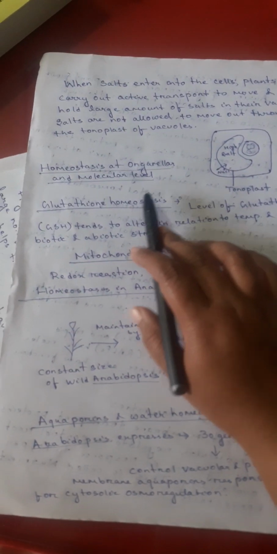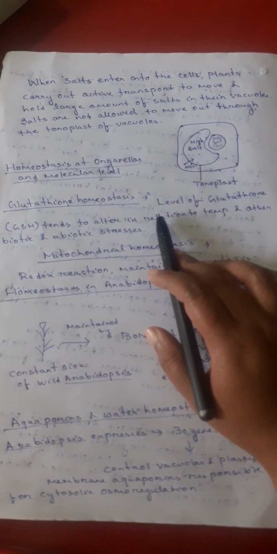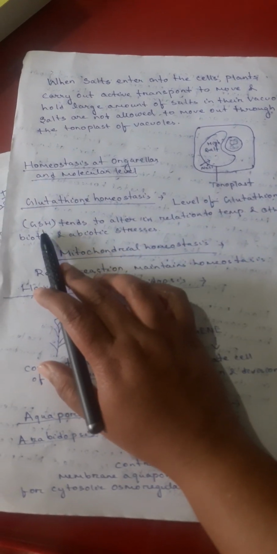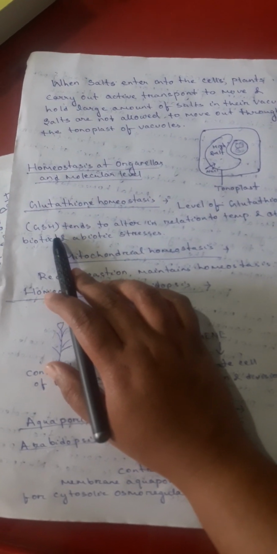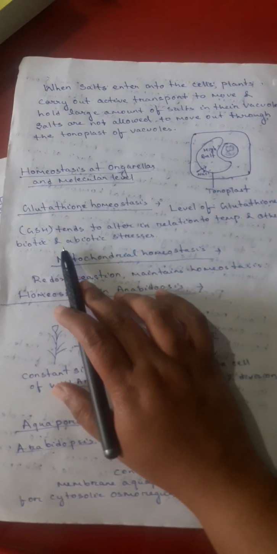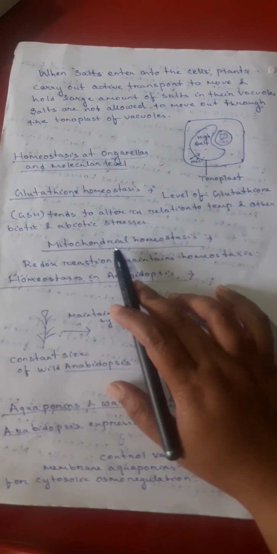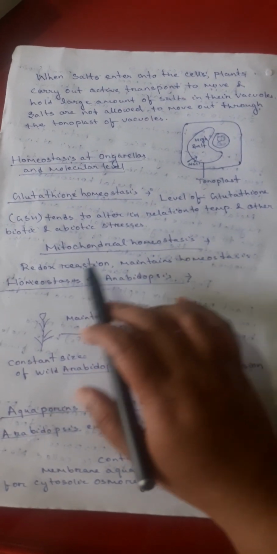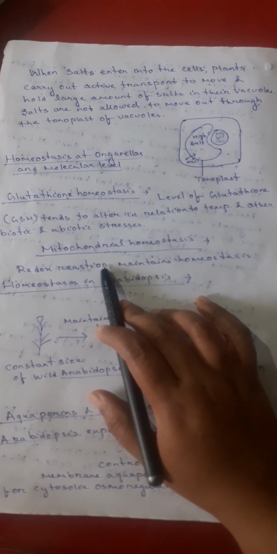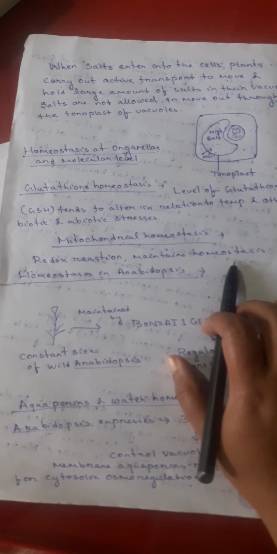Homeostasis at organellar and molecular level. Glutathione homeostasis. The level of glutathione, or GSH in short form, tends to alter in relation to temperature and other biotic and abiotic stresses. Then mitochondrial homeostasis: redox reactions that occur in the mitochondria also help in maintaining homeostasis.